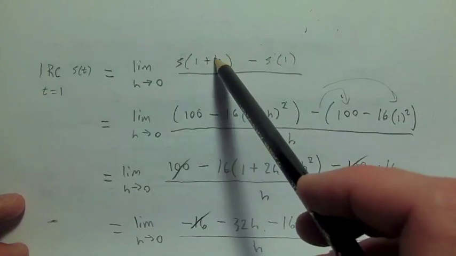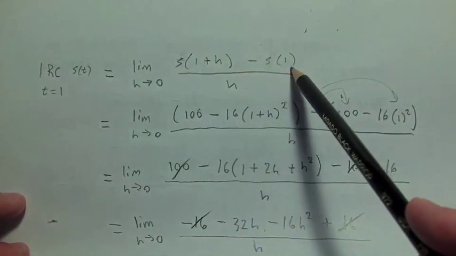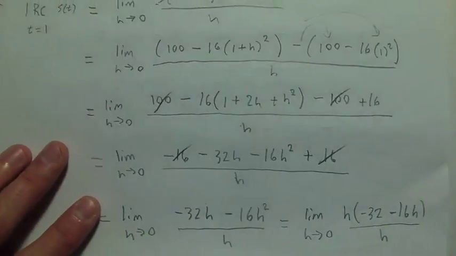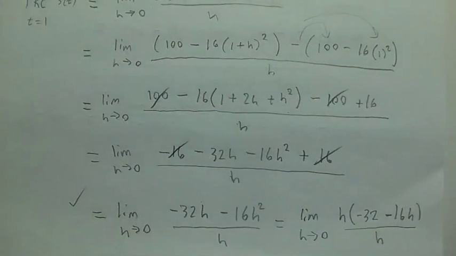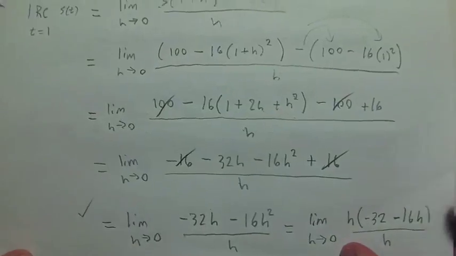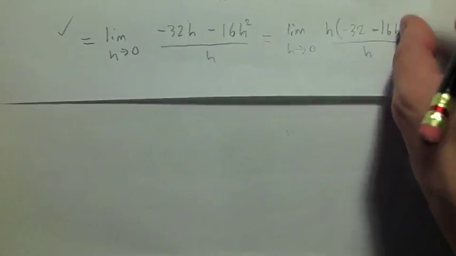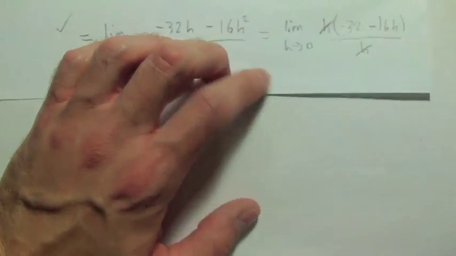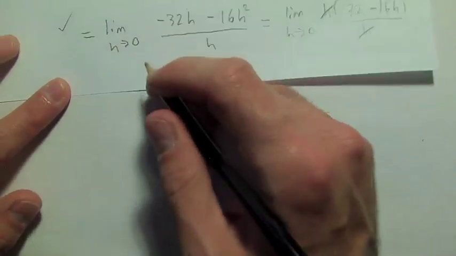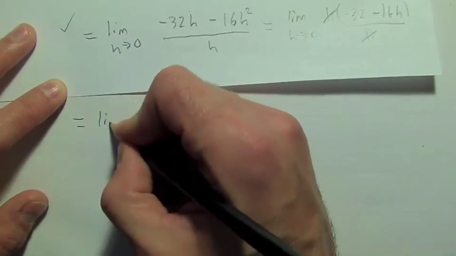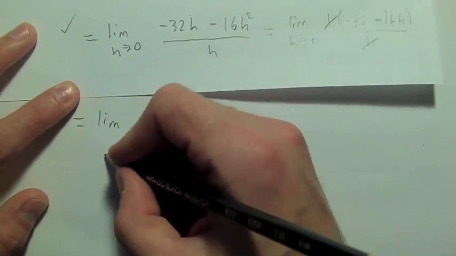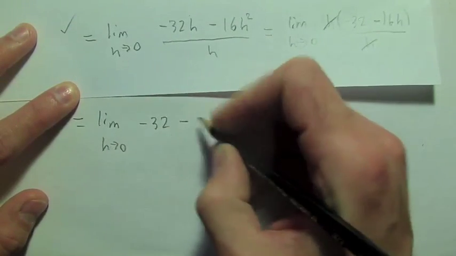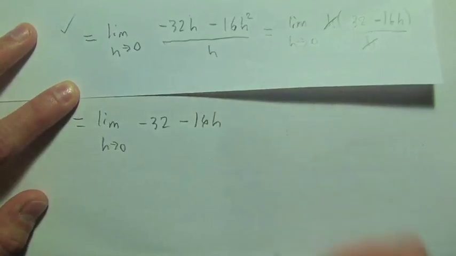Right? If you were to just plug in 0, you get s of 1 minus s of 1, which would be 0 over 0. So since this is a 0 over 0 case, it involves calculating things out, simplifying, and all that jazz. So the h's cancel, and we get to, this is the limit as h goes to 0 of negative 32 minus 16h.